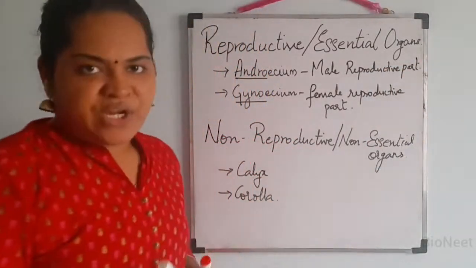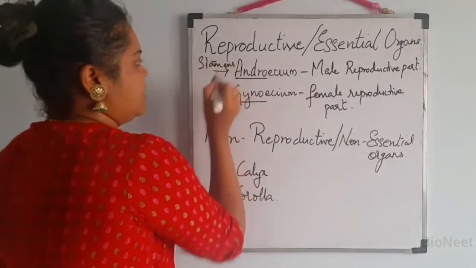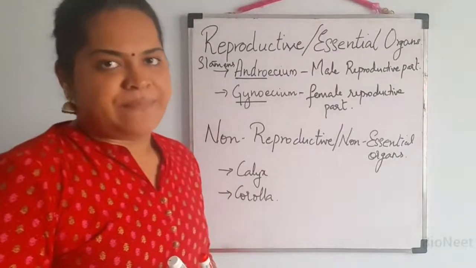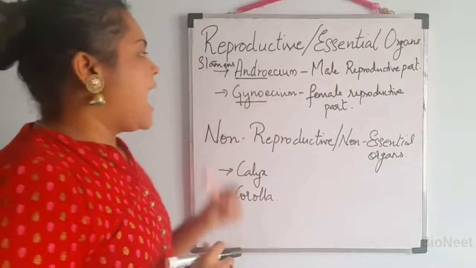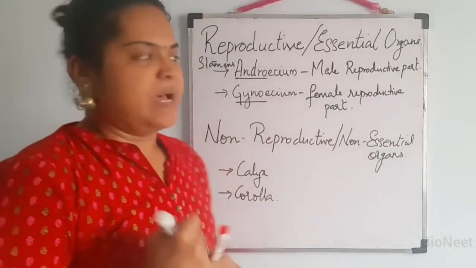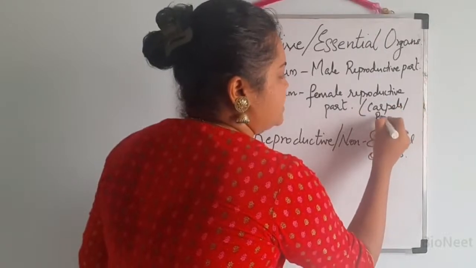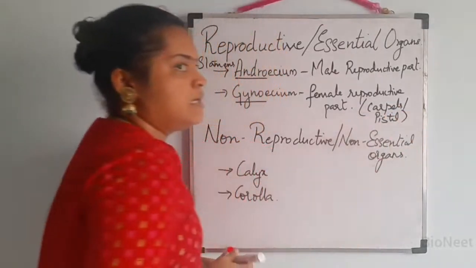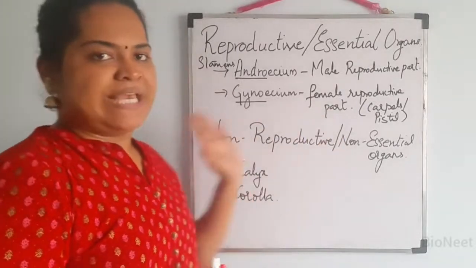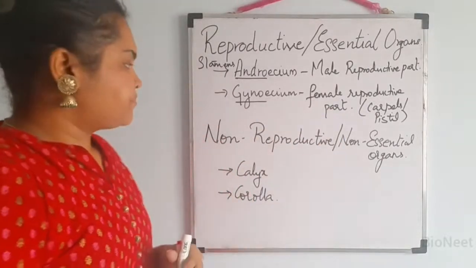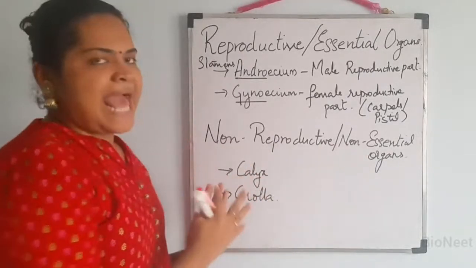Okay. Now when I say androecium, I mean stamens, right? So stamens, which means anthers and the filament together, we call stamens. That is the male reproductive part. And gynoecium, the female reproductive part, is the carpels, or the pistil, which has the stigma, style and ovary. I explained that just before. So the non-reproductive or the non-essential organs, I have written here as calyx and corolla.